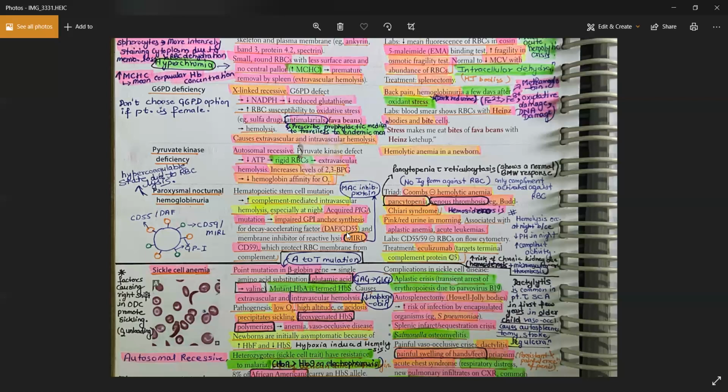I'm not getting it, since if we have aplastic anemia it means the precursors are not there. So from where are these reticulocytes coming from? See, it is not always the case that this PNH is associated with the aplastic anemia. It sometimes can, but not always.